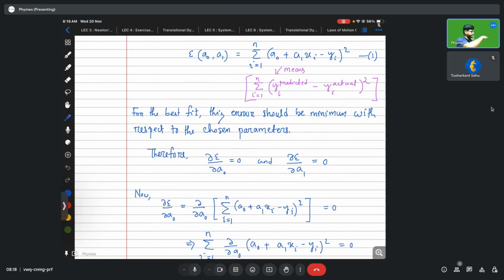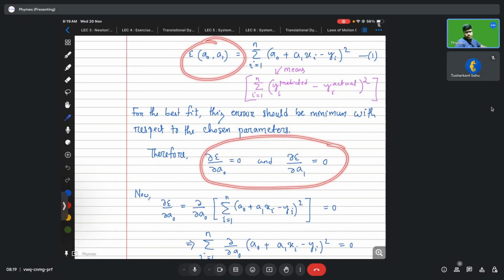And how to find the parameters that minimize this error? By simply taking their partial derivatives, right? So take the partial derivative of this function with respect to a0, and then also find the partial derivative of the function with respect to a1, and from that we can find the values of a0 and a1 that minimize this function, right? The standard procedure to minimize any function. Is it okay, or is there any doubt?